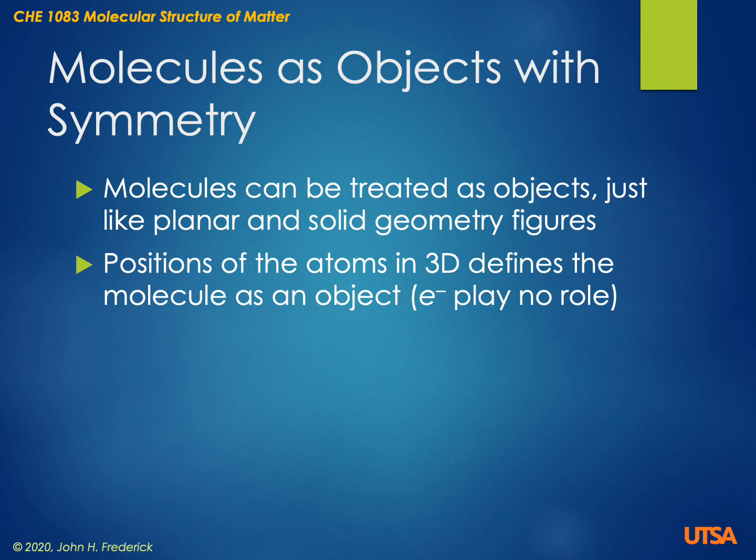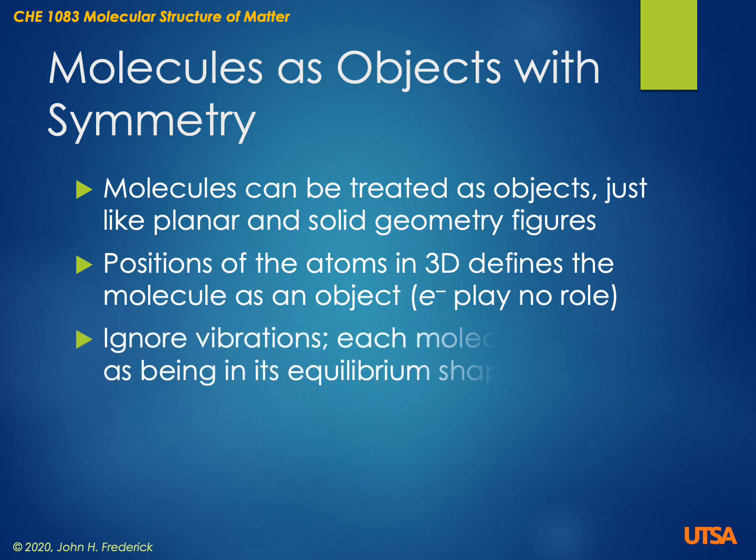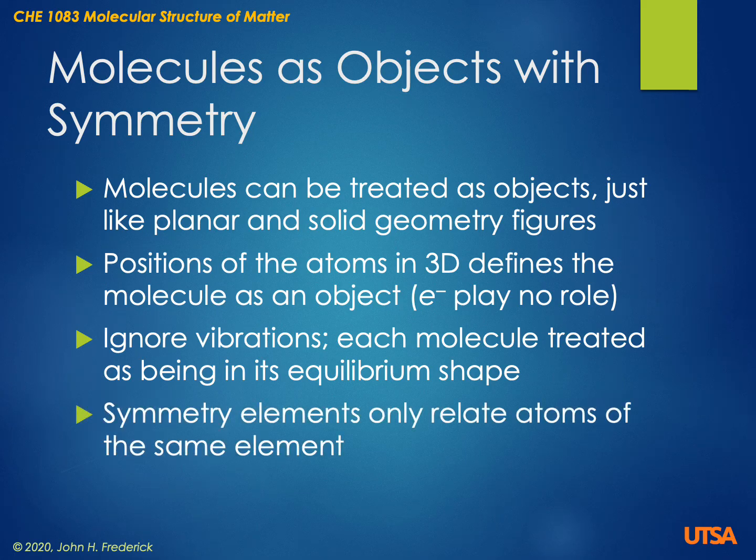Positions of these atoms will then define the molecule as an object, and we're going to treat that object as frozen. We're not going to be paying attention to the electrons in this case. We're really just focusing on where the nuclei are of the various atoms in a molecule. We're also going to ignore any vibrational motions and treat each molecule just as though it were stuck in place at its equilibrium shape. So the symmetry elements, we're only going to relate atoms of the same element. If we have two different elements that would otherwise be in symmetrically related places, that destroys the possibility of symmetry.